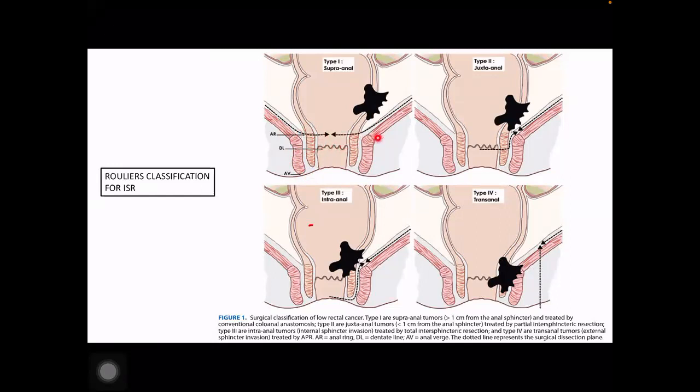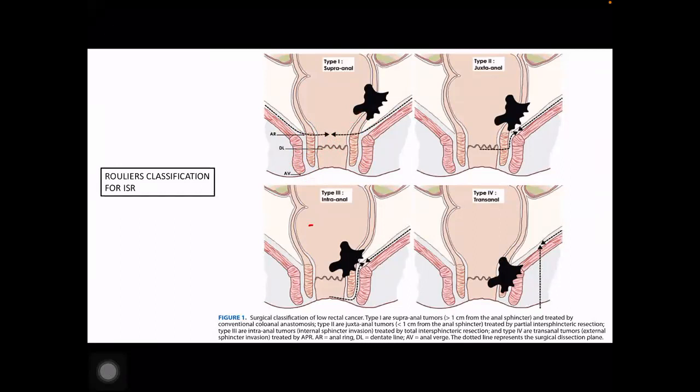This is the region of the anorectal ring. For a surgical reason, we consider the anorectal ring to the anal verge as the anal canal. So what we see is the distance between the tumor and the anorectal ring, and whether that distance is more than 1 centimeter.